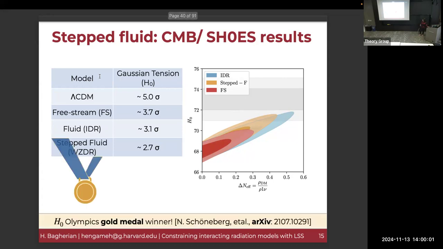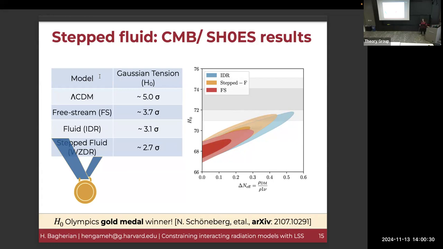Some of you might know there's this paper called the H0 Olympics, which goes through all the models trying to address the Hubble tension and, based on various criteria, gives them a gold, silver, or bronze medal. The WZDR paper came out after the H0 Olympics one, but we applied the same criteria to our model. It turns out that we would have gotten a gold medal by the same criteria.